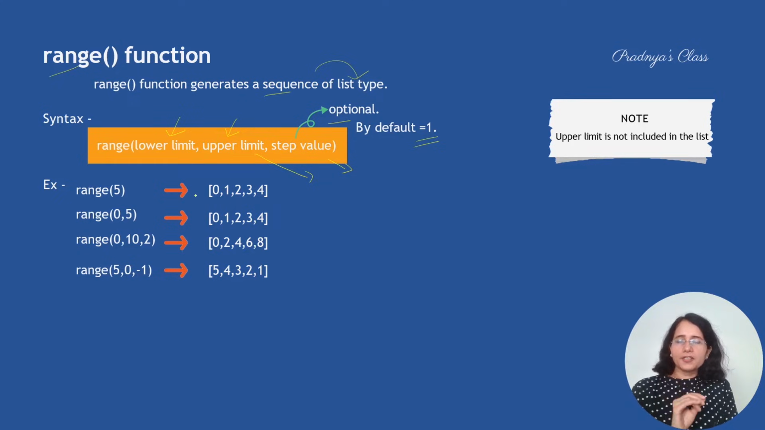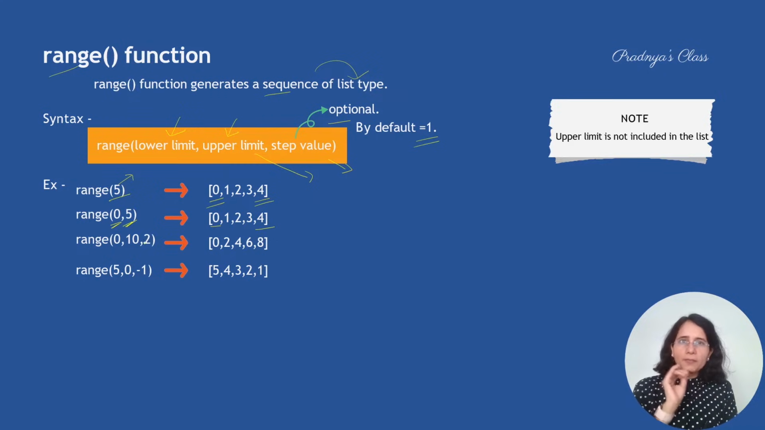So let's consider some of the examples. Here I did not mention lower limit, so it will start with 0. So starting with 0, it will go up to 4. The upper limit is not included in the list. Let's check out the second example. The lower limit is 0, the upper limit is 5, upper limit is not inclusive in the list, so we will get the numbers 0 to 4.